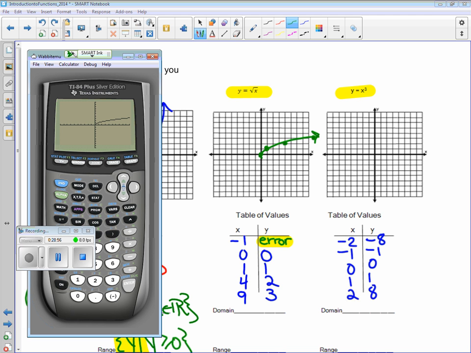I can't take the square root of a negative number and get a real number out. Eventually, we're going to deal with square roots of negative numbers. They're called imaginary, and we're going to do those later in the year. But for now, we're not.